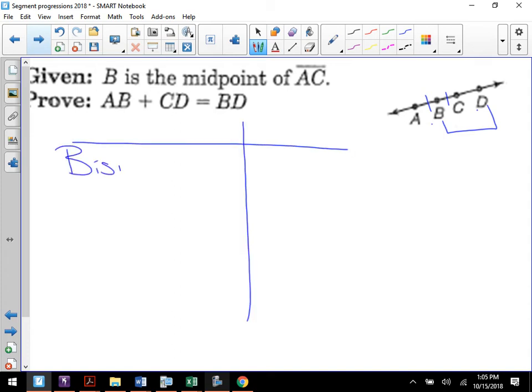B is a midpoint of AC. Get it? According to our progression sheet, when I have a midpoint, what's the very next thing I'm going to state? You're doing segment addition. I'm talking about the midpoint. What am I going to do with the midpoint? Yeah, segments are congruent, segments are equal. Do I want to use congruent or equal with this one, do you think?